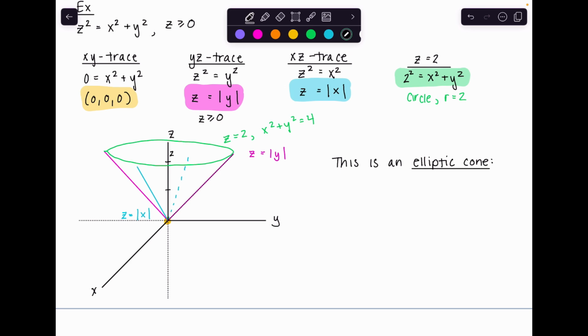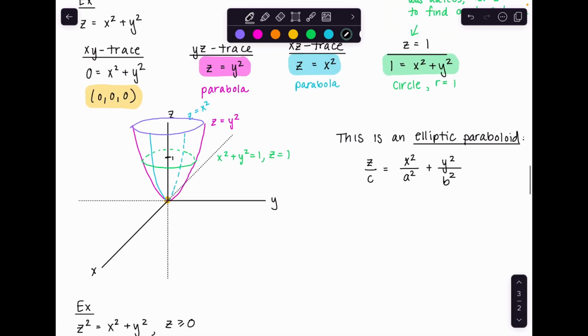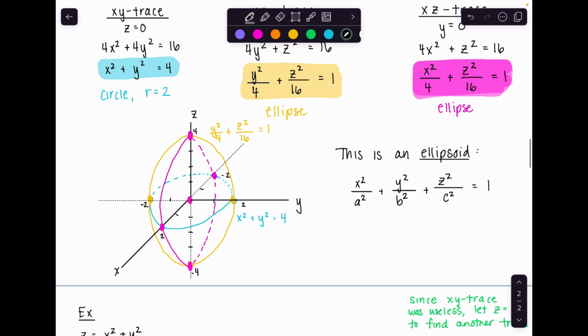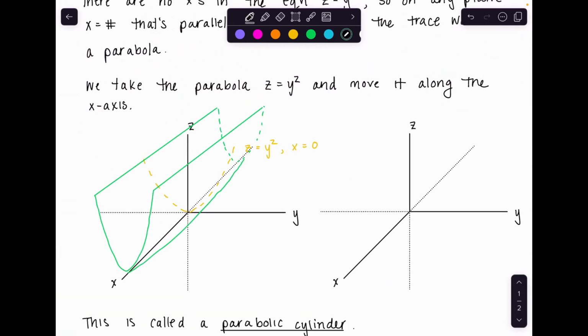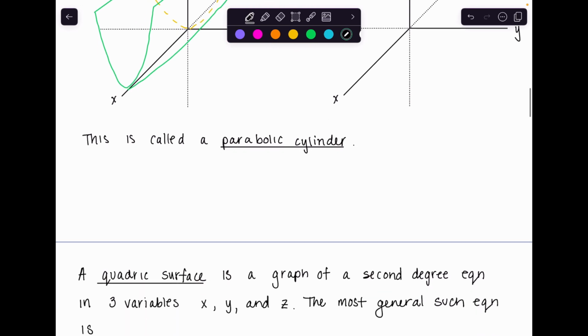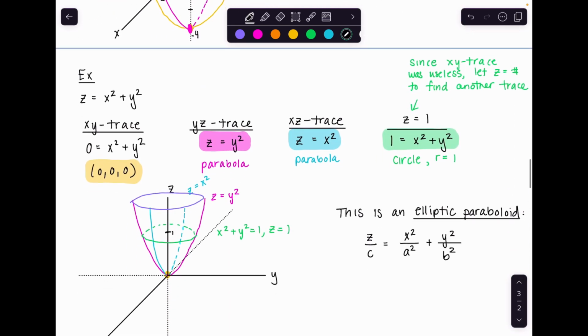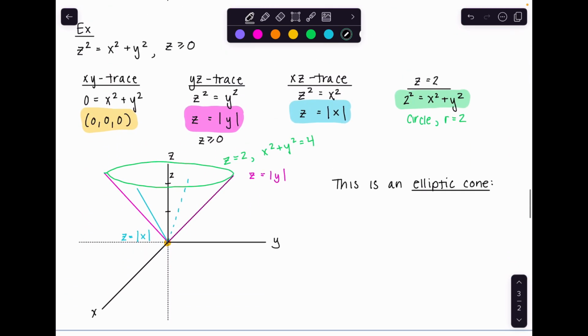So hopefully the names make sense. In this one, you had a bunch of parabolas. The cross sections, when you cut them, were ellipses or circles. Here, no matter the way you slice and dice this, as long as it's parallel to one of the coordinate planes, you're getting an ellipse. So it's an ellipsoid. This one is just called a cylinder because it's something that's moving forward and backwards. And it's parabolic because it's a parabola. Okay. So hopefully those names make sense.